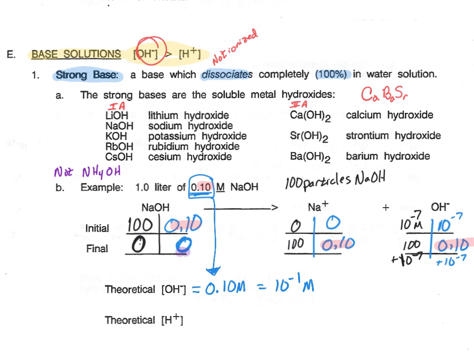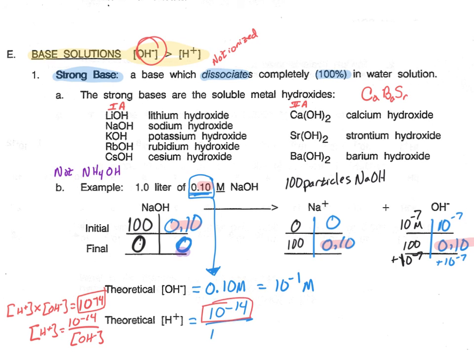Now recall that in water, hydrogen concentration times hydroxide concentration is going to be 10 to the negative 14, as long as we're in water. So we can rearrange that equation to say that the hydrogen ion concentration is equal to 10 to the negative 14 divided by the hydroxide ion concentration. So in our case, the theoretical hydrogen ion concentration will be equal to 10 to the negative 14 divided by 10 to the negative 1, which is 10 to the negative 13.